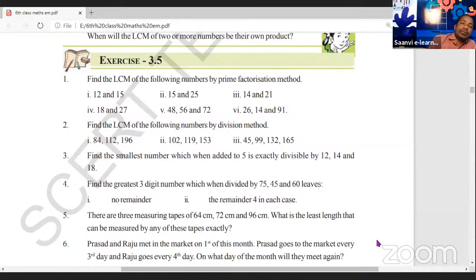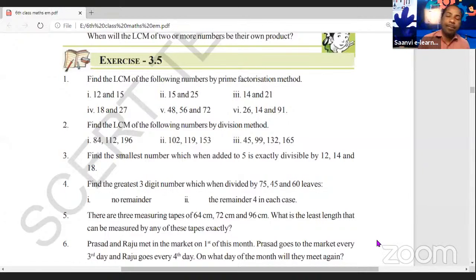Okay, see here. Find the smallest number which when added to 5 is exactly divisible by 12, 14 and 18. So what is asking here? Find the smallest number which when added to 5 is exactly divisible by 12, 14 and 18. So find that number.